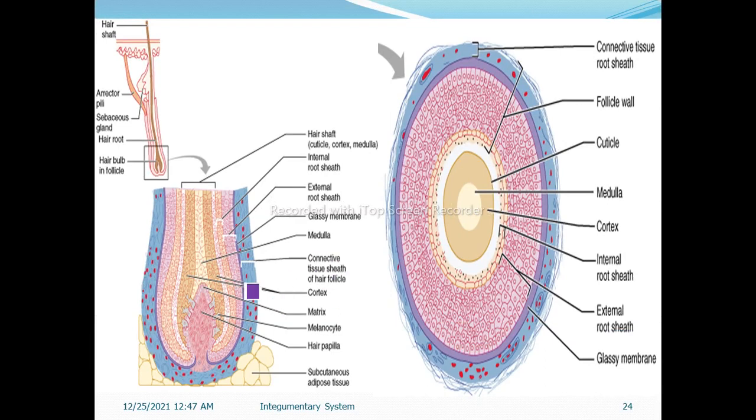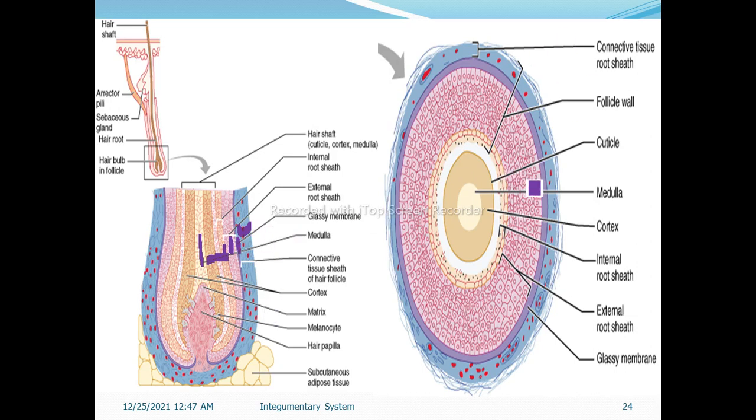Now we can see it in cross section. This is known as the medulla. This layer is known as the cortex, this layer is the cuticle, and this layer is the internal root tissues. This layer is the external root tissues, and this layer is the glassy membrane. Finally, this layer is known as the connective tissue sheath.